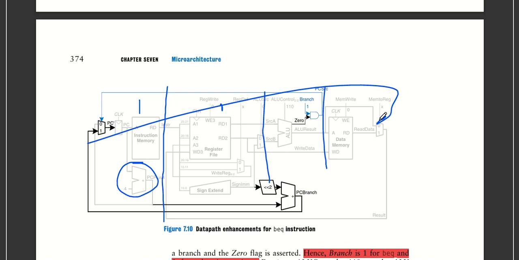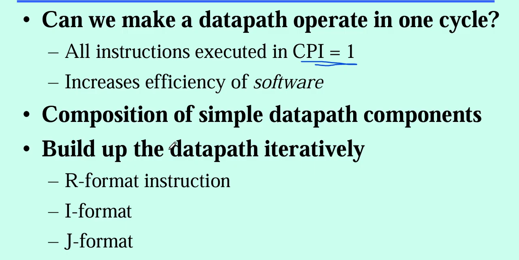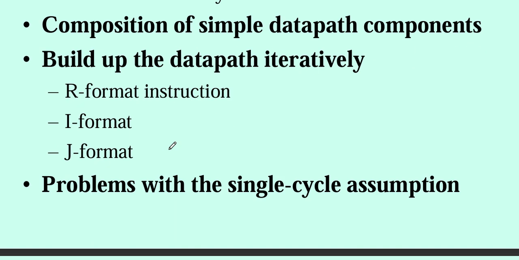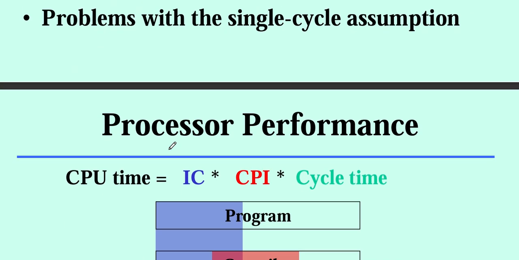Presumably, right? So you know that at the end of that time, the electricity has propagated through. So after they have settled, there'll be stable values at that point in time, right? That's the general idea of the single cycle data path. Now, we are going to build the data path iteratively. So we are going to take our time to look at R format, J format, and I format.